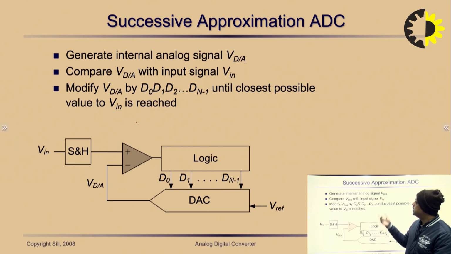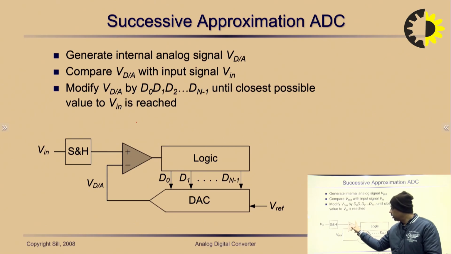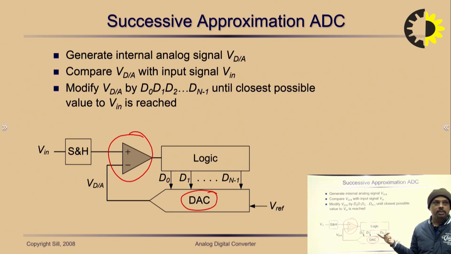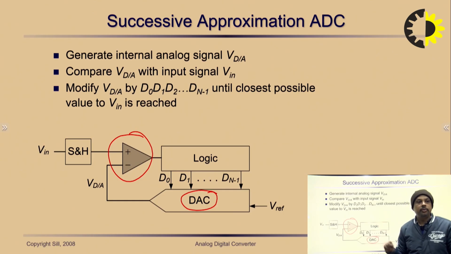Next is the successive approximation. It has medium speed and medium time. This is again a comparator over here, and there is a DAC required in this successive approximation ADC, and this is one of the disadvantages of the successive approximation register.